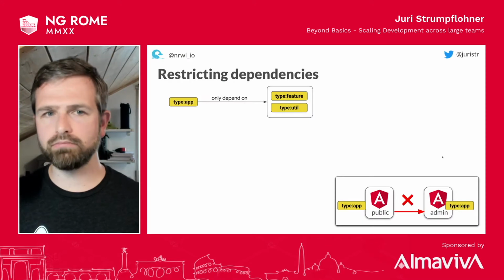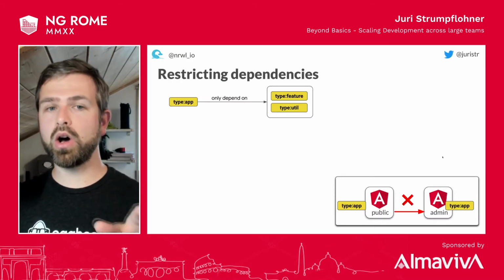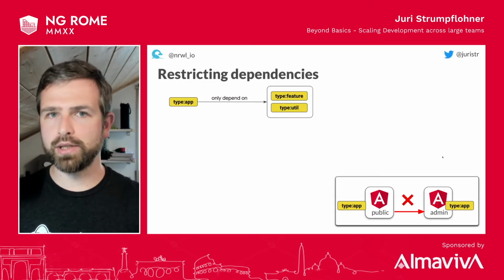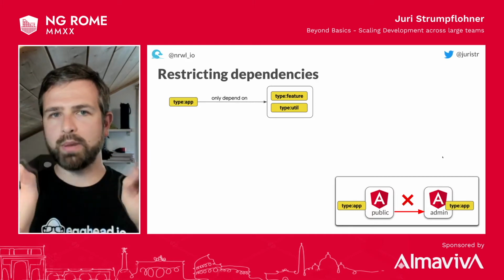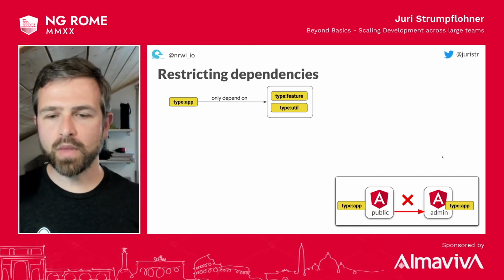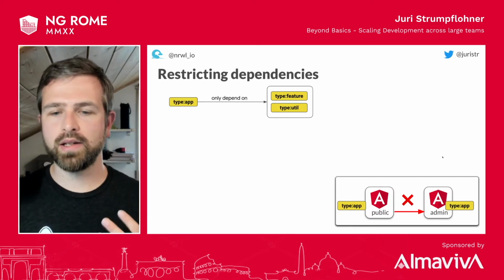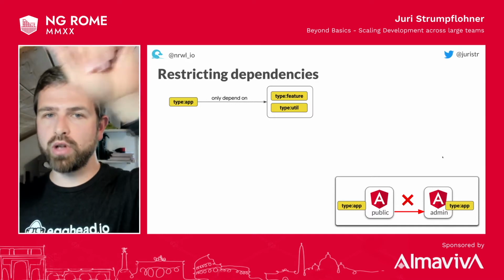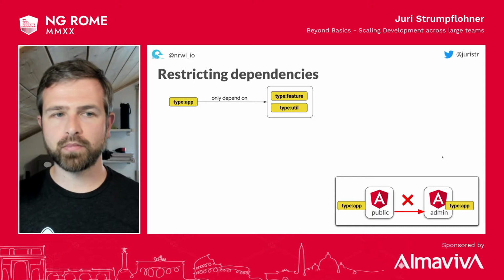And the rules can look, for instance, as follows. I can say a type application can always only depend on something that has the label type feature or type utility, because that's how you expect the references to be. And further down here in the slide, you can see that this, for instance, would prevent me from having a reference from one application to the other type application.